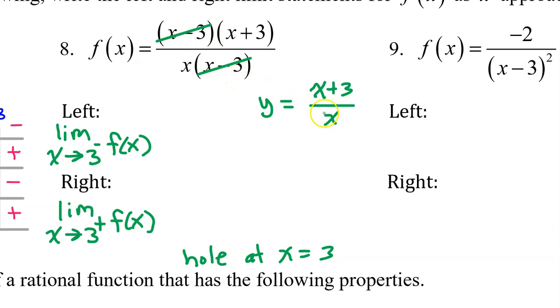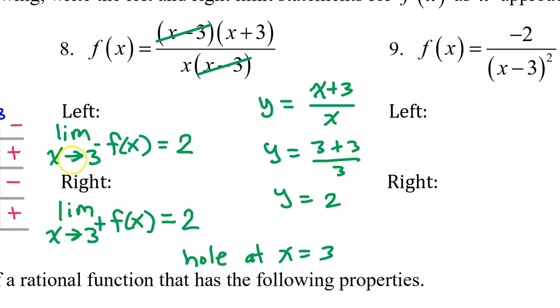This will give us the y value of the hole if we plug in the x value of 3. So y is equal to 3 plus 3 over 3. In other words, y is equal to 6 over 3, which is 2. So the limit as x approaches 3 from the left of f of x and the limit as x approaches 3 from the right of f of x both equal 2.